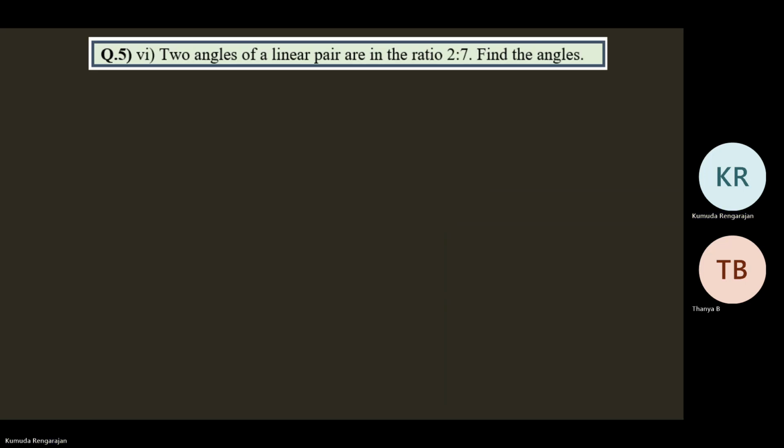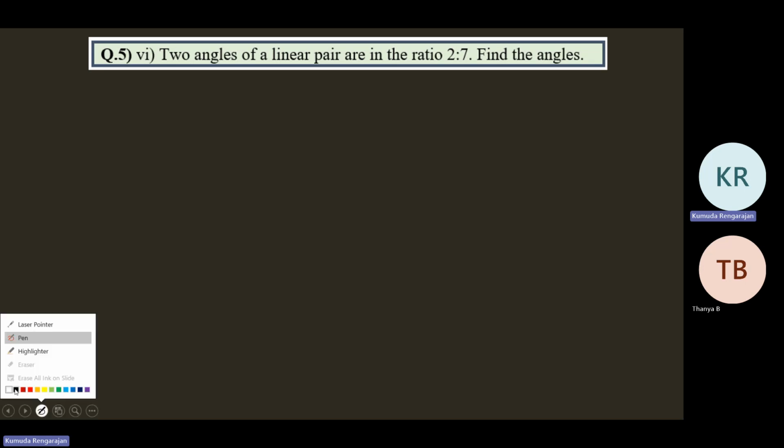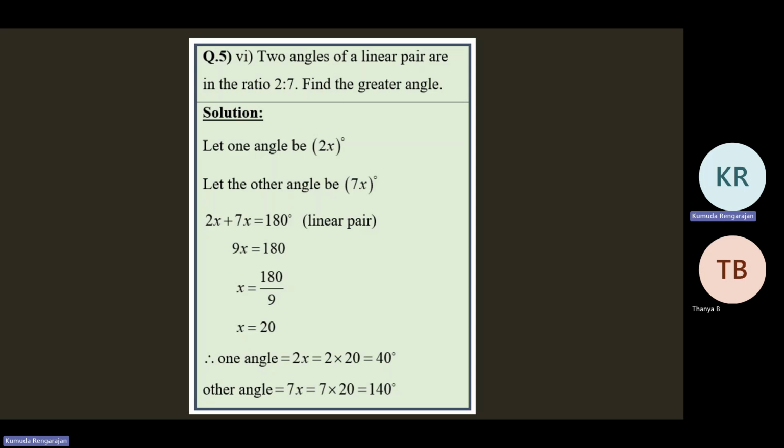Okay. Two angles of a linear pair are in the ratio 2:7. Find the angles. Yeah. Tell me, how do we do this? Now consider it as 2x plus 7x is equal to 180. Correct. So let the angles be 2x degrees and 7x degrees. And because they form a linear pair, 2x plus 7x is equal to 180 degrees. Correct. Go through the working, and if you have any clarifications, please ask me.